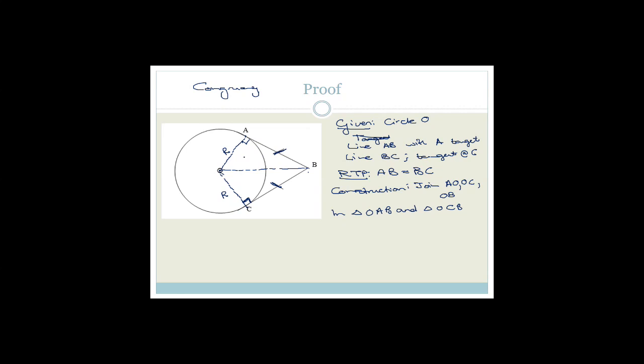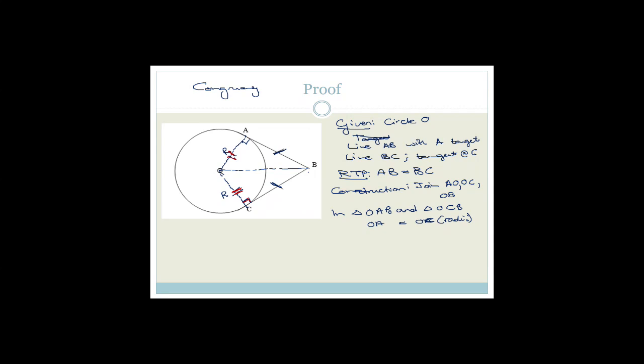Okay, so then do you agree that OA is equal to OC? Why? Because they are radii. Okay, that's pretty easy, right? So these are equal. Okay, I'm just going to do it in a different color so you don't get confused. Let's go red. So these are radii and they're equal, right?